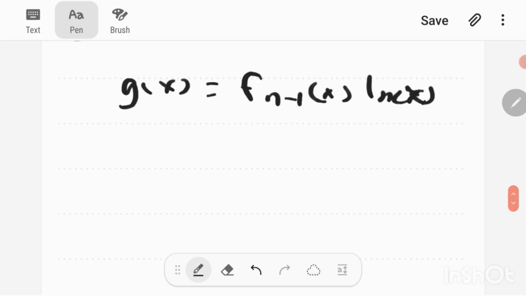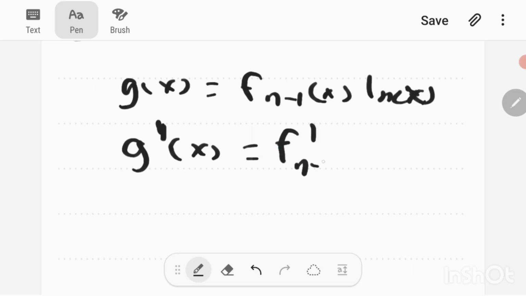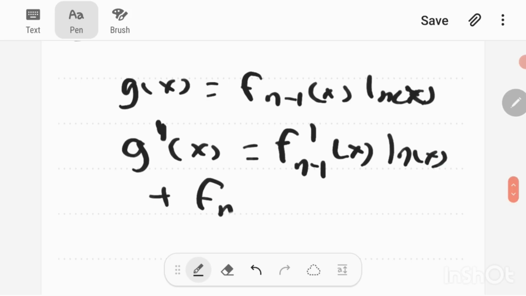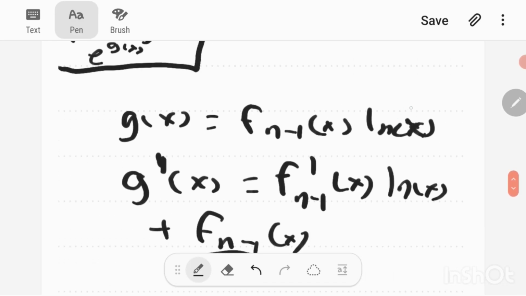And so now we have to differentiate this, which is our g prime of x. And with the product rule, again, like earlier, we know this is f_{n-1} prime of x ln x plus the derivative of ln of x, which is 1 over x times f_{n-1}(x). So let's write that down. f prime of n minus 1 of x times ln of x plus f_{n-1}(x) times 1 over x, which is just divided by x. And so now we have our g prime of x.